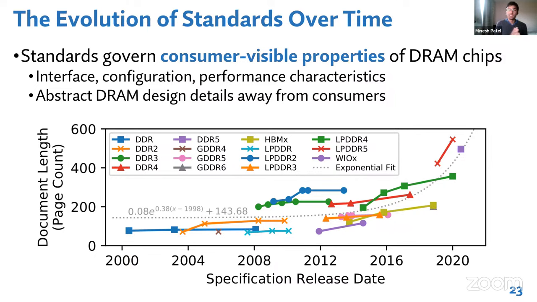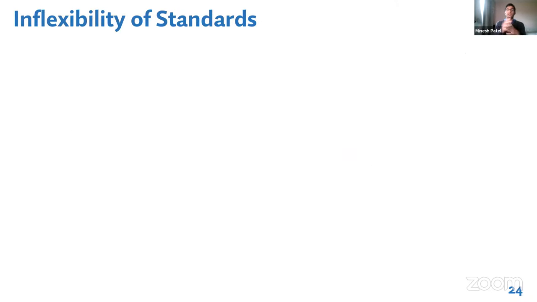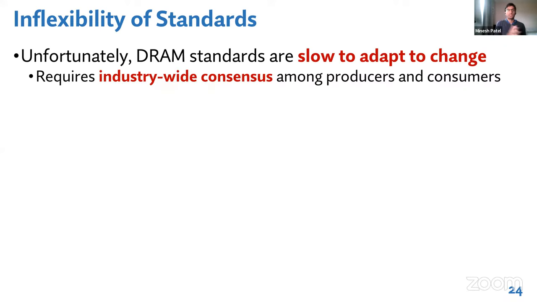That's just an interesting piece of data to look at standards in the scope of the evolution. So to come back to this talk, this concept of the inflexibility of standards, what we have observed is that despite all of this extension of the DRAM standard documents, the DRAM standards themselves are relatively slow to adapt to changes that occur.